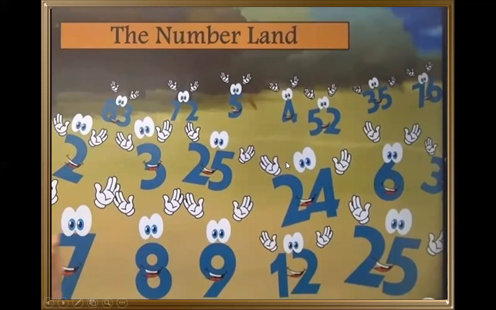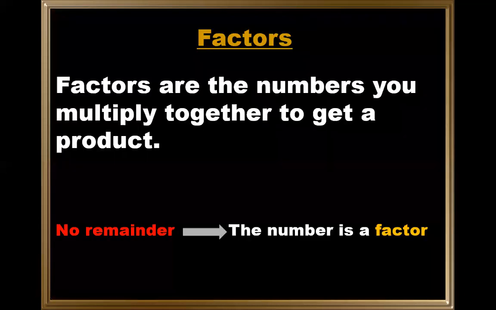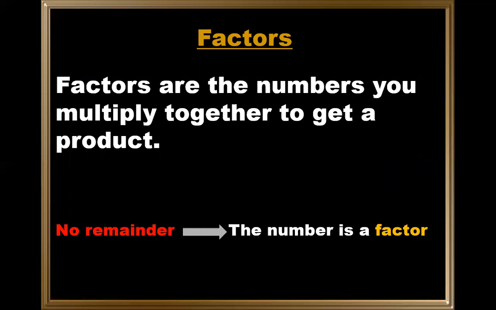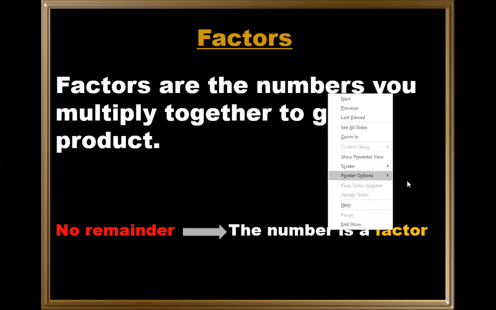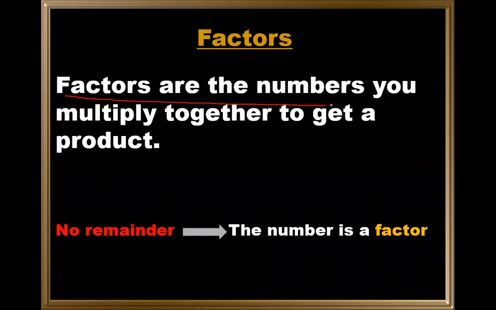We know that certain numbers, when multiplied, give other numbers. What are these numbers then? These numbers are called factors, right? This is the number land in which all the numbers live together. So what are factors? Factors are the numbers you multiply together to get a product. The numbers which you multiply to get the product are called factors.